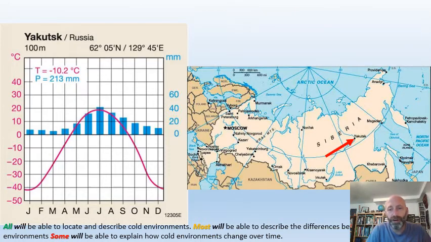Now, here we've got a climate graph of a cold environment, Yakutsk in Russia, which is in Siberia. I went there in about 2005, and there's a lake there which completely freezes over in the winter. They used to run a railway across the lake, but about 100 years ago, a train was going across and crashed through the ice into the lake, and everyone died on board. So they stopped doing that.